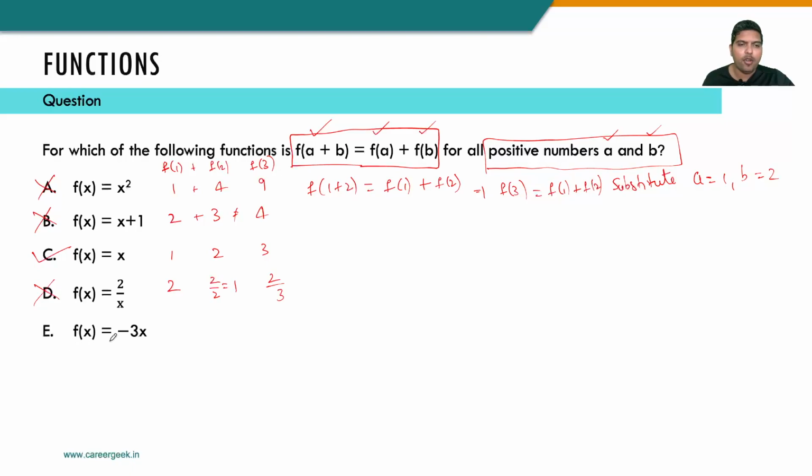Now, f of x is negative 3x. So negative 3 into 1, f of 1. F of 2 is negative 3 into 2. F of 3 is negative 3 into 3. So if I add negative 3 plus negative 6, I get negative 9. So this also satisfies. So this can be a question of GRE and not GMAT. So this is how you can substitute, or if you use a plus b, you will still get the answer, but it might take longer time.